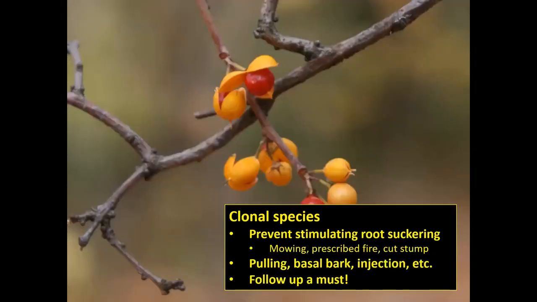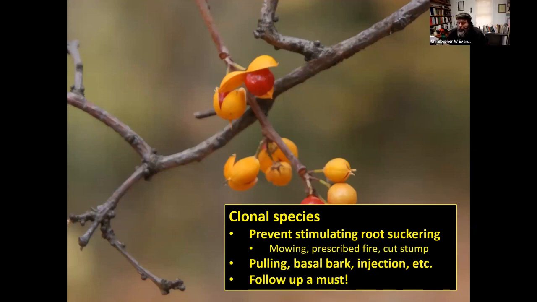Okay, thanks. And then just understanding clonal species, your priority with those is preventing the stimulation of root suckering. And so you may want to avoid mowing, prescribed fire, cut stumps, something that does that kind of mechanical damage but leaves the roots intact. Instead, you may want to look at pulling it, basal bark injection, or something like that, and definitely following up.